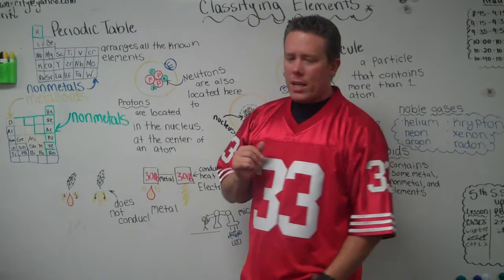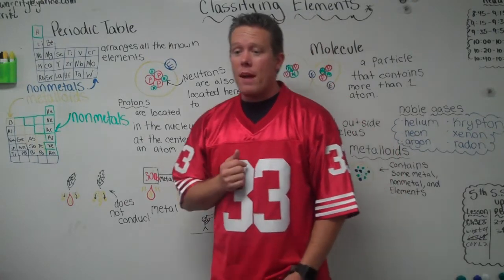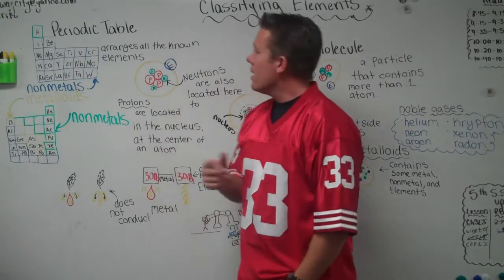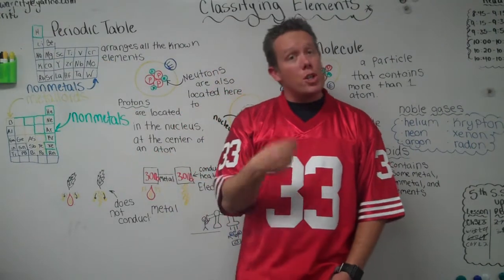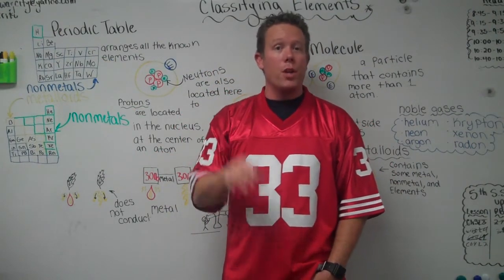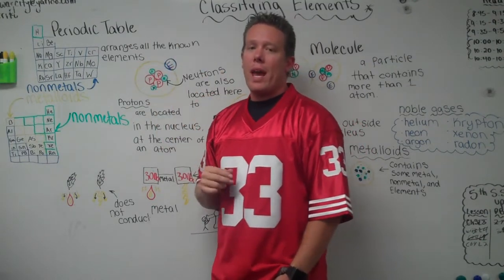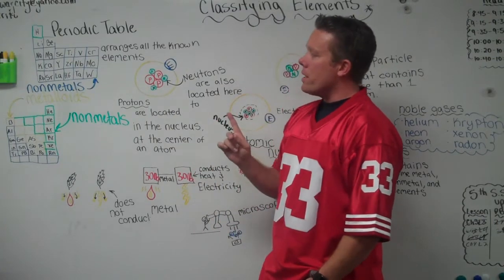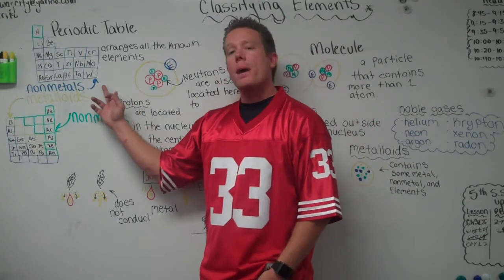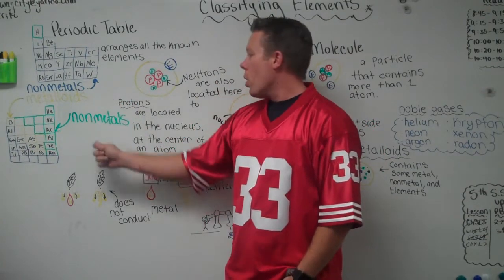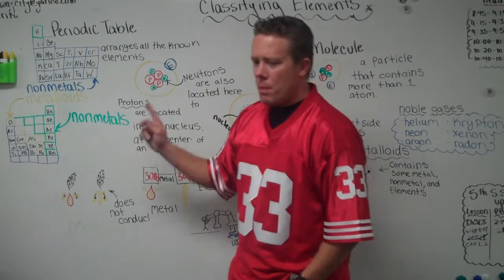So if you look at your periodic table, if you could have those out, you'll notice right above the letter it tells you how many protons are in the nucleus. And it goes 1, 2, 3, 4, 5, 6, 7, 8. That's how they have organized it. You'll also notice the periodic table is organized by whether the element is a nonmetal, a metalloid, or a metal.